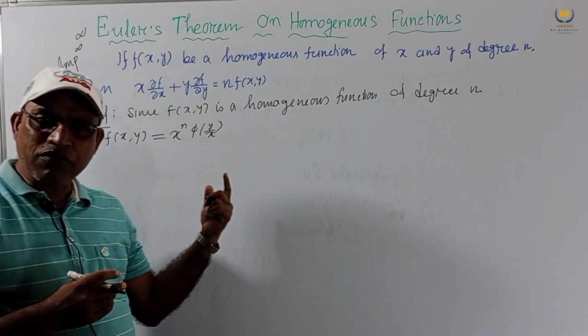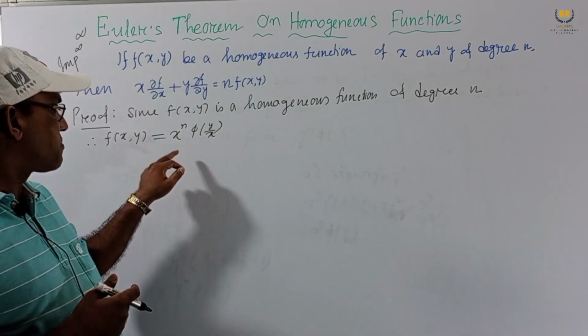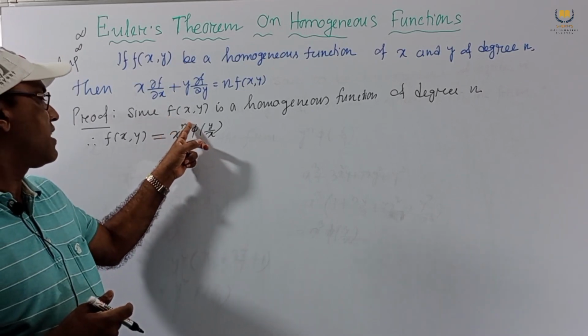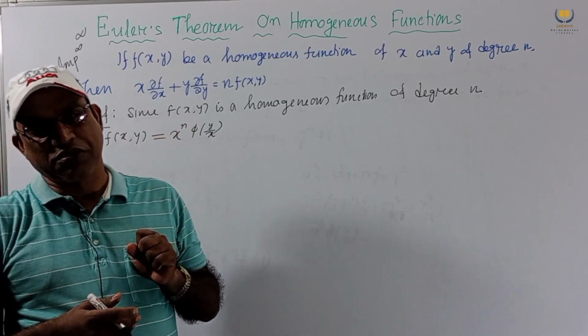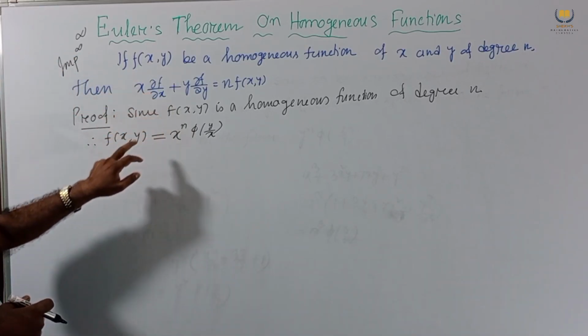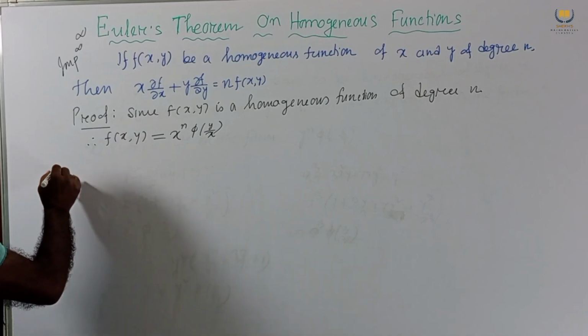because by definition of homogeneous function, any function which can be expressed in this form is called a homogeneous function. Now what is the power of x? n, the degree n. This is the homogeneous function. Now our aim is to prove this. First we differentiate this with respect to x.